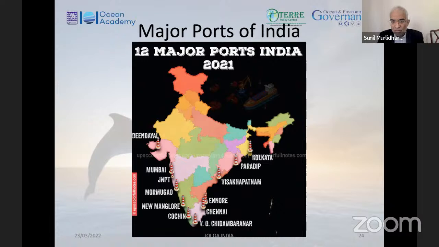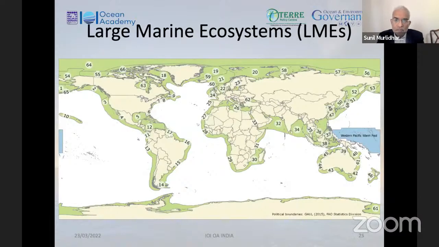And like I said, they do less business than a single Singapore. So that puts it in perspective. There's so much more that India could do in terms of expanding its maritime prowess in the near future. Now, this is jumping from shipping and navigation to living resources. Shipping and navigation and ports and harbors we have talked about.